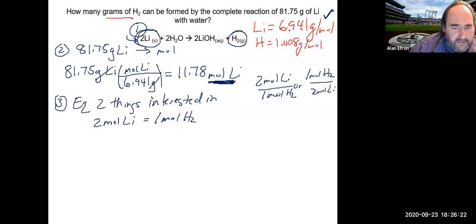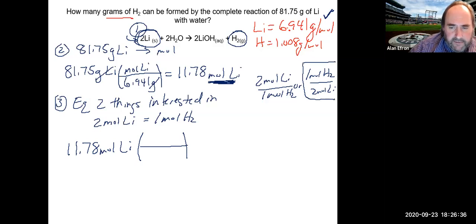And in this case, we wanted to see which one would work best. So we're going to start with our 11.78 moles of lithium. We want to get rid of the moles of lithium, and they're on top, which means, again, we need them on the bottom. So we will use the conversion factor on the right here, and that would put 1 mole of H2 up on top and 2 moles of Li on the bottom.